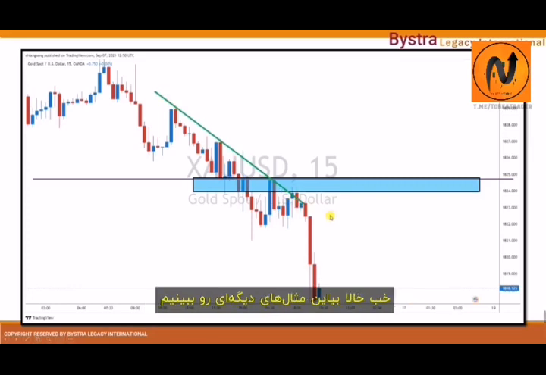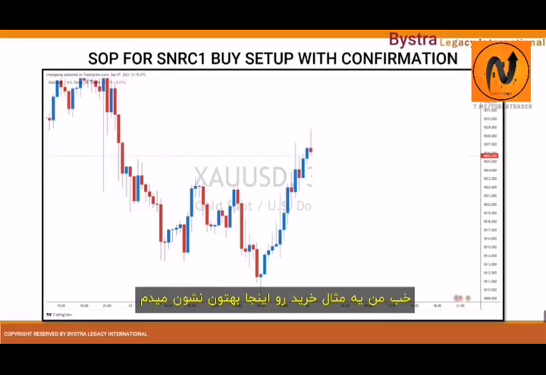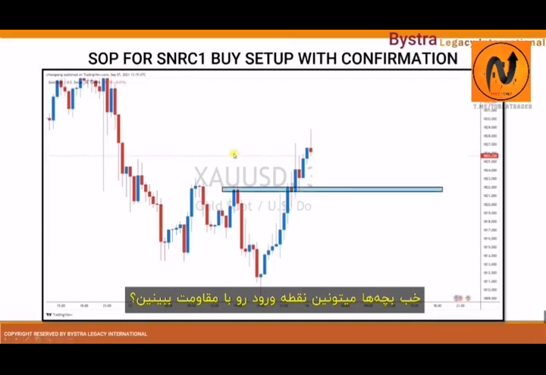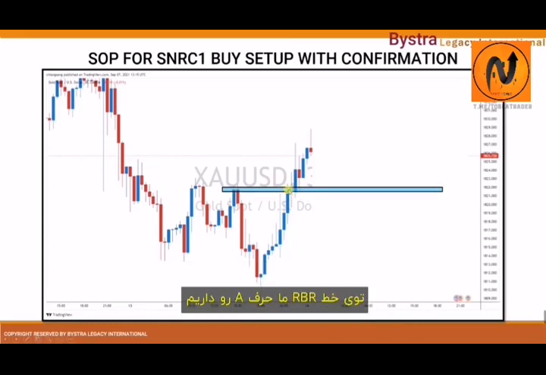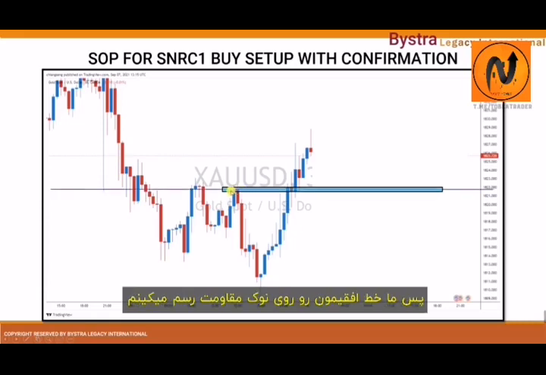Now let's have a look at other examples where we do not have a trend line as a confluence, but we can use as confirmation the engulfing candle. So I give you an example for buy here. So guys, are you able to see the entry point with the resistance? There goes. So we will draw this our entry point, which is the rally base rally. In line with the rally base rally, we do have the capital letter A. So we mark our horizontal line at the edge of the resistance.